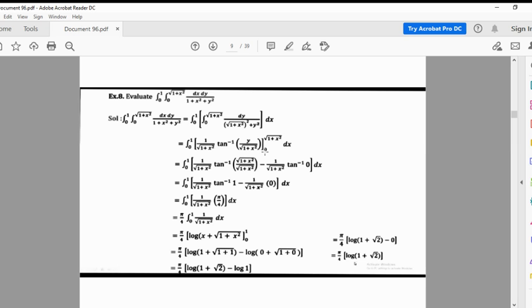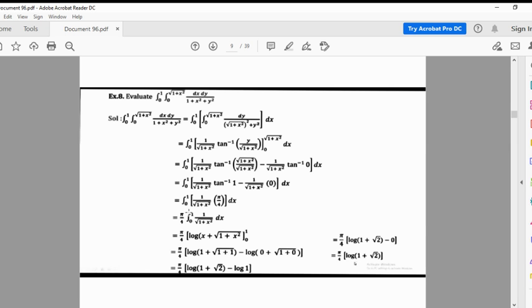Now we have to take the limit from 0 to root of 1 plus x square. So 0 to 1, 1 upon under root of 1 plus x square tan inverse of under root of 1 plus x square upon under root of 1 plus x square, minus 1 upon under root of 1 plus x square tan inverse 0. Now under root of 1 plus x square upon under root of 1 plus x square is nothing but 1. So 1 upon under root of 1 plus x square tan inverse 1, and tan inverse 0 is 0. So tan inverse 1 is nothing but pi by 4. It's 1 upon under root of 1 plus x square into pi by 4.